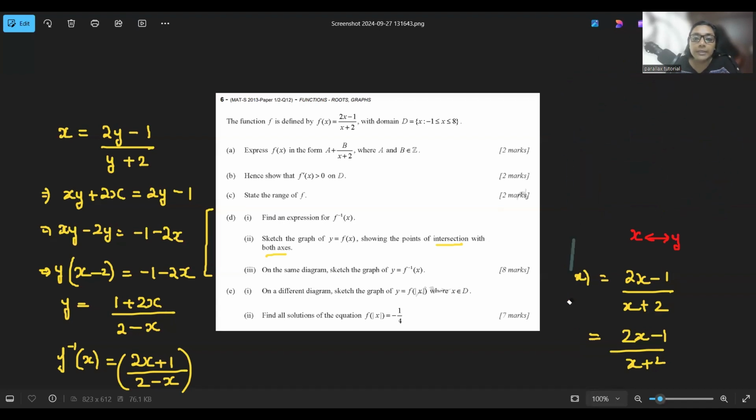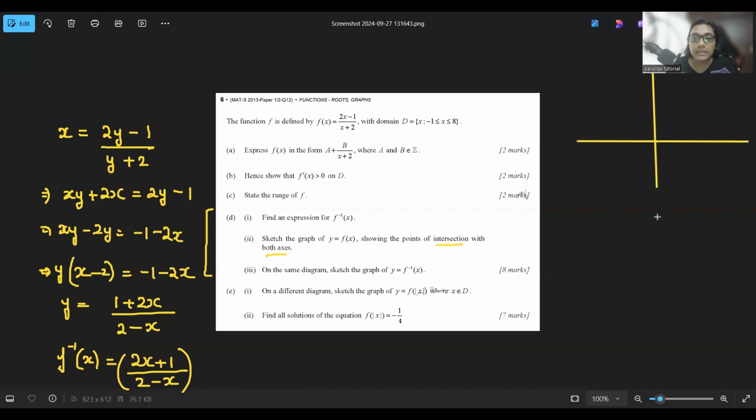The important points to note whenever you're sketching a function is whether there are any asymptotes, for which the function is not defined. Those are called asymptote values. They can be either horizontal or vertical. Let's see for this function, what do we have?